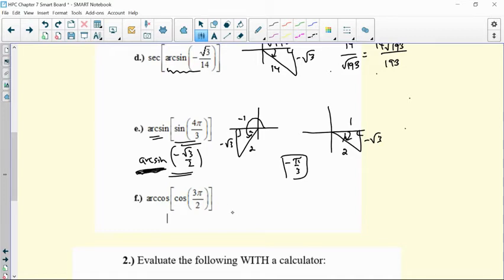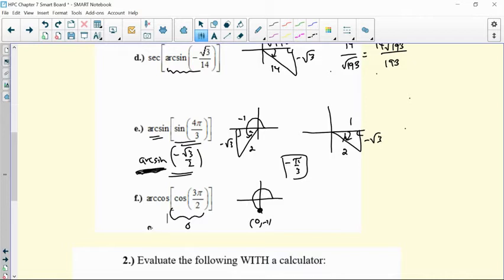Okay, same thing's going to be true with this problem. Cosine of 3 pi over 2. So where is 3 pi over 2? Okay, so 3 pi over 2 is right down here, right? And so then what is the cosine value of that? Well, that's 0, negative 1, and cosine follows the x, so that's 0. So this part right here is 0.